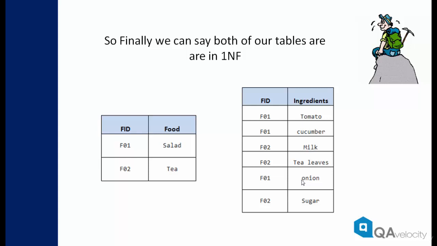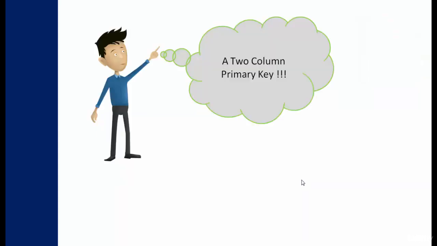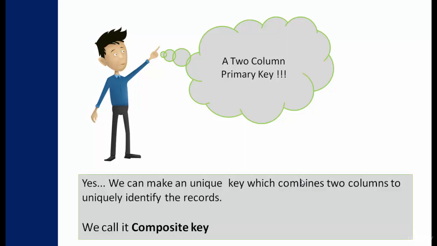If you try to search using FID, multiple records will be populated for a single key. So to mitigate this issue, we have combined two columns of the table to search the data uniquely. So it becomes a two column primary key. What the heck? Two column primary key? Can I combine multiple columns to create a primary key? Didn't we discuss that a primary key should be a single column? I believe you also have the same question in your mind. Yes, we can make a unique key which combines two columns to identify the records, and we call it a composite key.